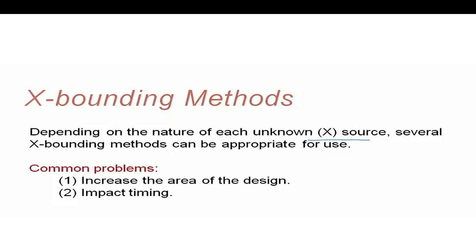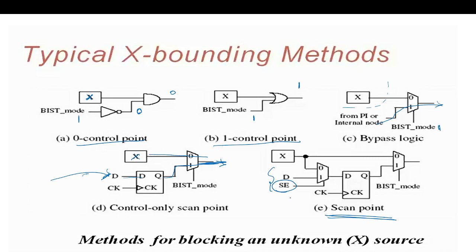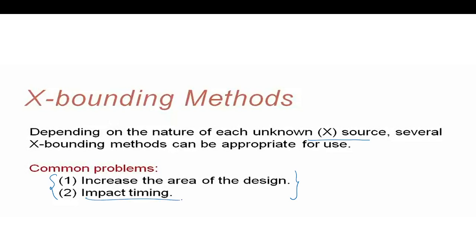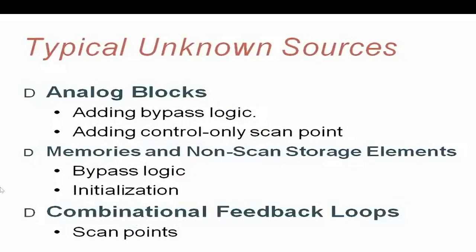So the common problems are that they increase the area of the design and impact the timing. Why is it increasing the area and the timing? Because we are adding an AND gate or OR gate, and if it is in the critical path, then it's going to impact the timing also. Or in other paths also, if it is going to add more delay, then that path has high chances of becoming a critical path. So it's going to change the timing, and also increase the area.